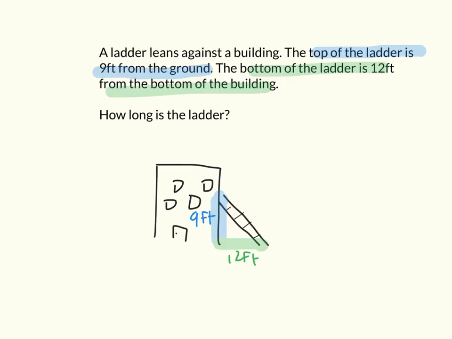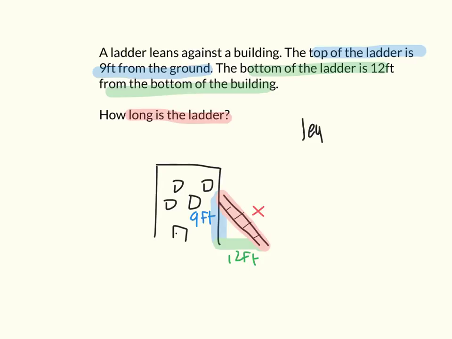And here's my key question. How long is the ladder? Well, there's my ladder. How long is that? And that's my unknown value, so I'm going to put an X in there. And so from here I can solve the problem. I see my right triangle. I think you guys can see it too. There's my right triangle. And so I can go ahead and find my unknown value.